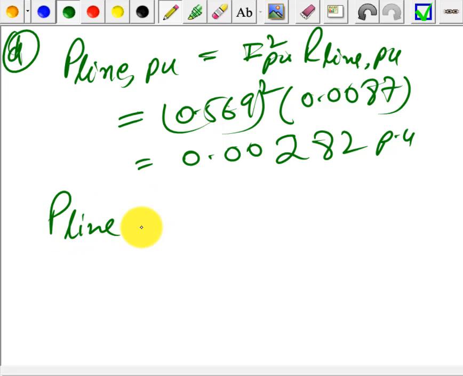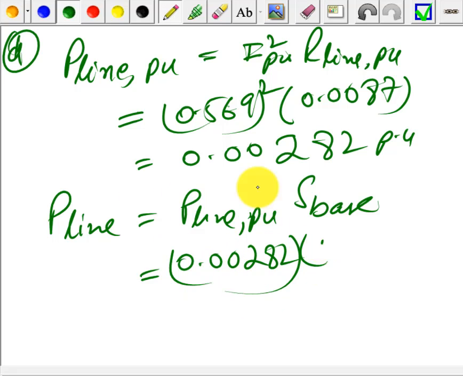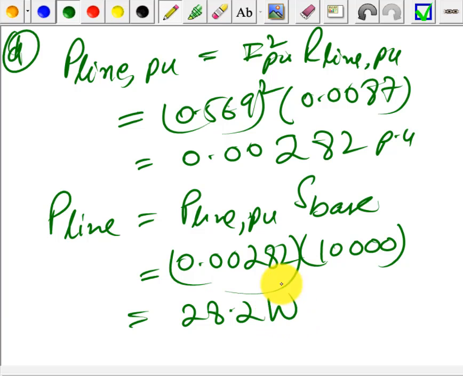And the actual line power, or line losses, we can say in other words, P line will be then P line per unit times S base. So that will be 0.00282 times 10,000 VA. So that will be equal to 28.2 watt.